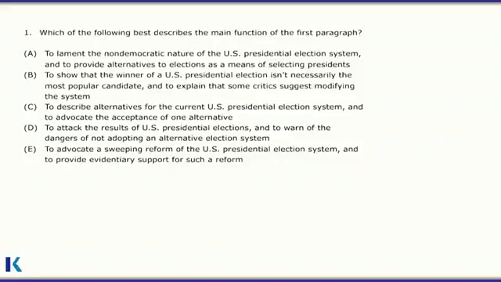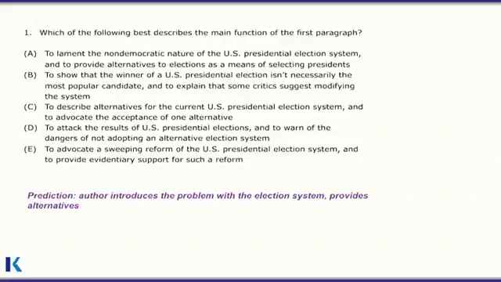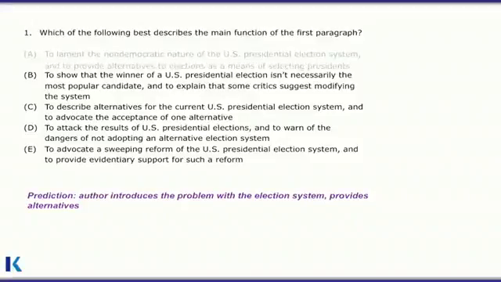The first question guides you to your passage map. You know that in the first paragraph, the author introduces the problem with the election system and presents alternatives. Now, looking at these answer choices, find something that matches your prediction. You can quickly eliminate choices that begin with verbs that aren't appropriate for this passage. To lament is far too dramatic for this tone. No need to read any further.